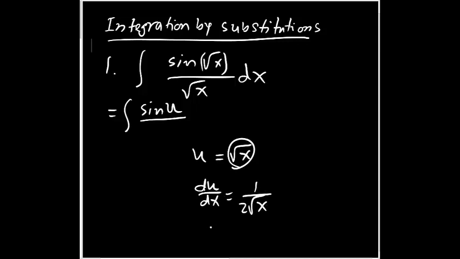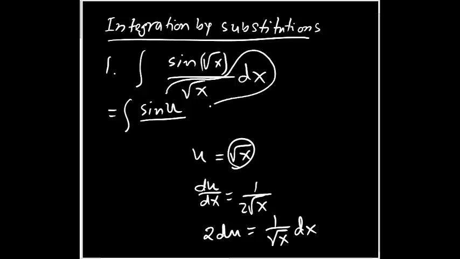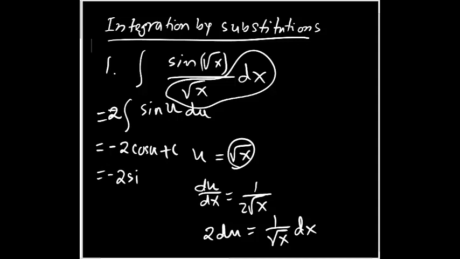Now from this clearly you see 2 du is 1 over square root of x dx. So that is the quantity I have remaining here, 1 over square root of x dx. That's my 2 du. So my problem is now reduced to 2 times sine u du. It's a simple integral now. The integral of sine u will be negative cosine u plus a constant. So we get negative 2 cosine square root of x plus a constant, and you are done.